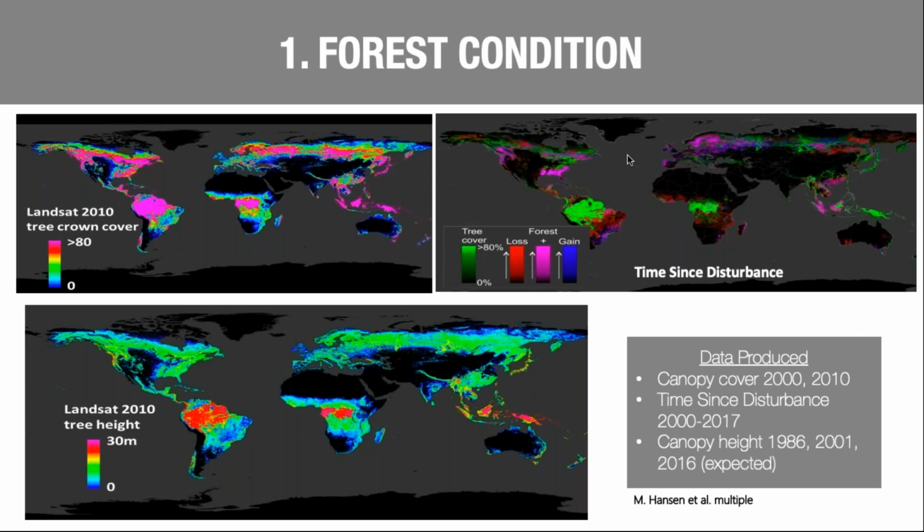To start to give an idea of the types and uses of project data, let's look at some of the individual layers. You might remember that the first data set is on forest condition. This is the one generated at the University of Maryland by Matt Hansen's team. This basically involves canopy cover, time since disturbance, and canopy height.